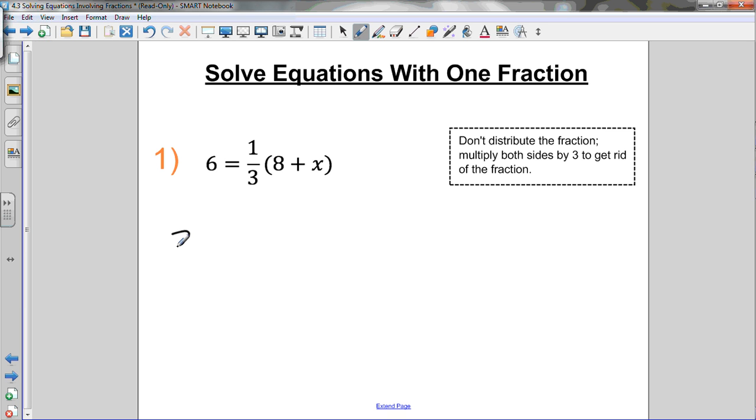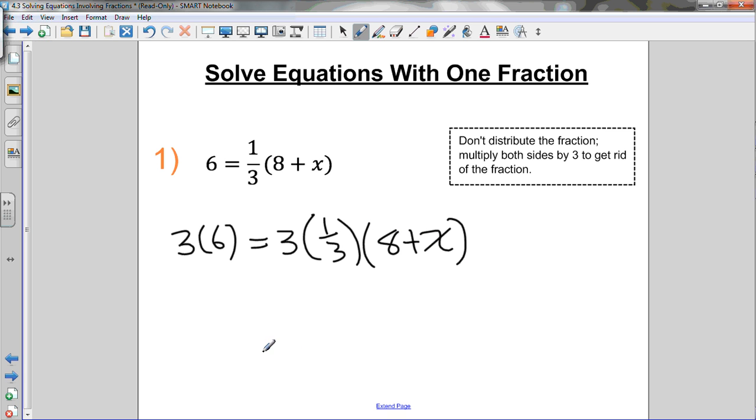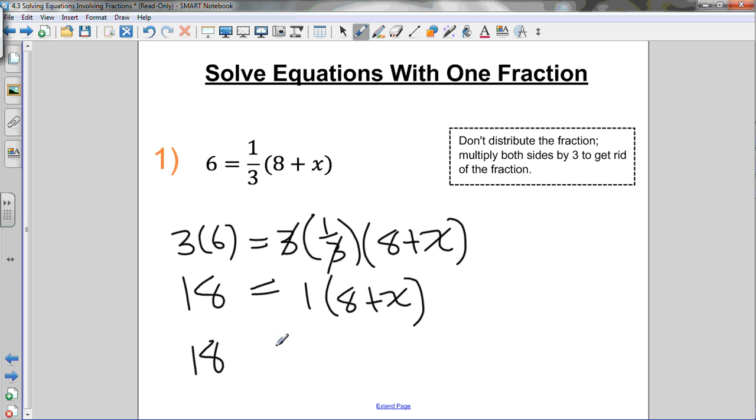I'm going to multiply the left side by 3, and I'm also going to multiply the right side of the equation by 3, and keep everything else the same. Now I have 3 times 6 on the left, and on the right I have 3 times a third times 8 plus x. If I simplify, 3 times 6 is 18. 3 times a third, I have a 3 divided by a 3. Those cancel, and what I'm left with is just a 1. So I have 1 times 8 plus x, which is just 8 plus x. So 18 equals 8 plus x.